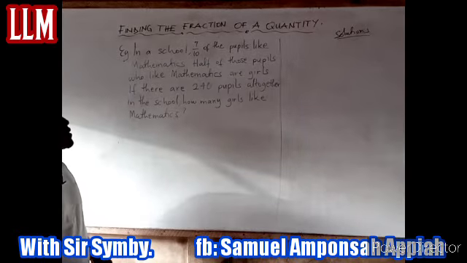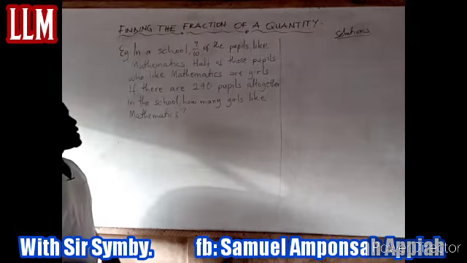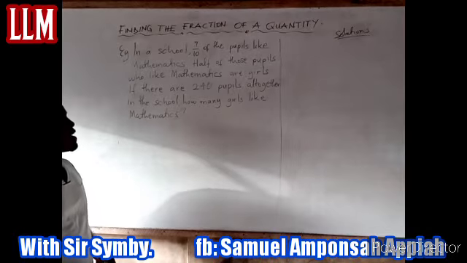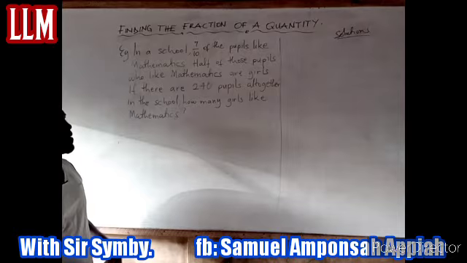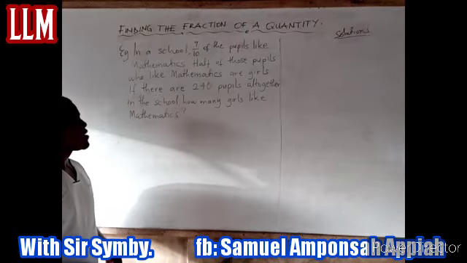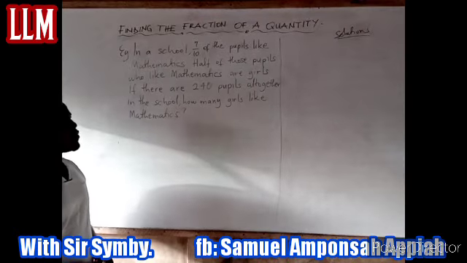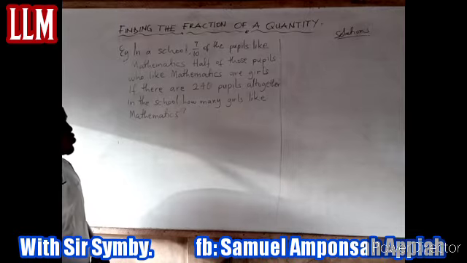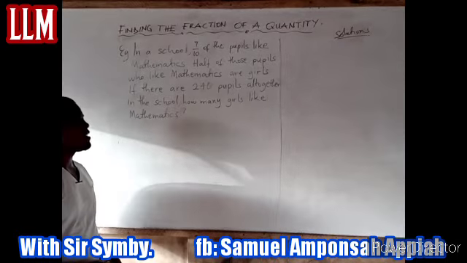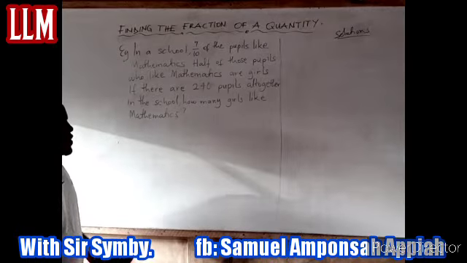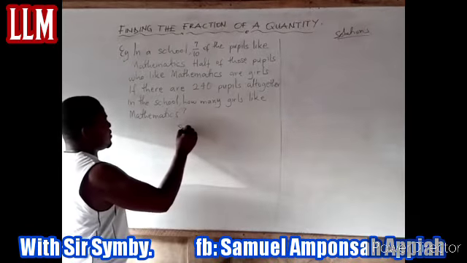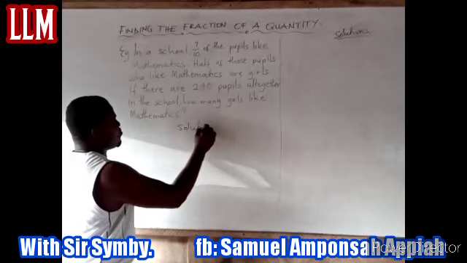I'm repeating the question. In a school, 7 over 10 of the pupils like mathematics. Half of those pupils who like mathematics are girls. If there are 240 pupils altogether in the school, how many girls like mathematics? It is very simple. Let's give solution to this question.